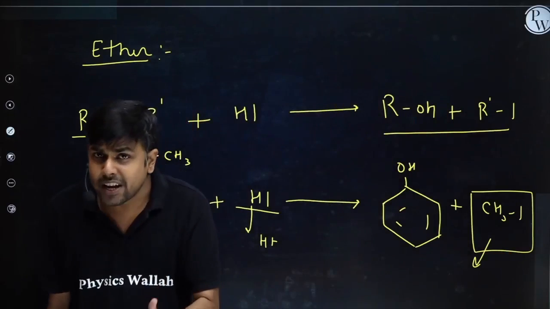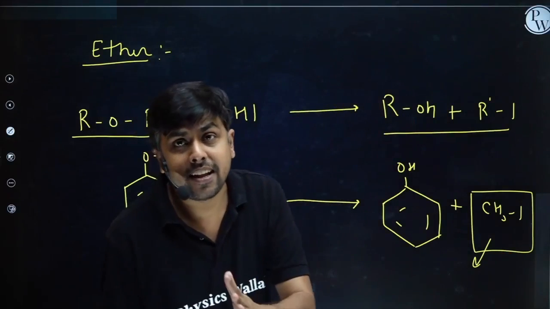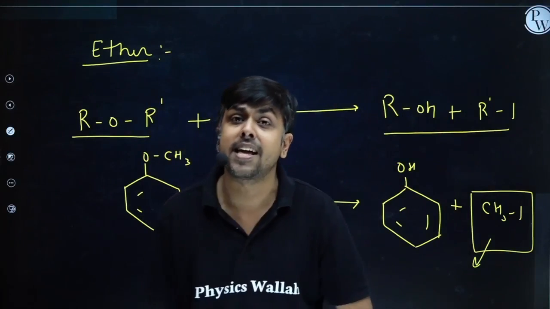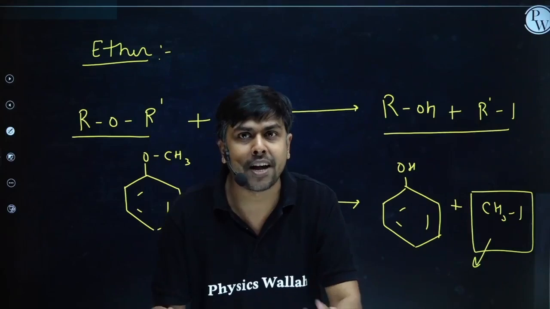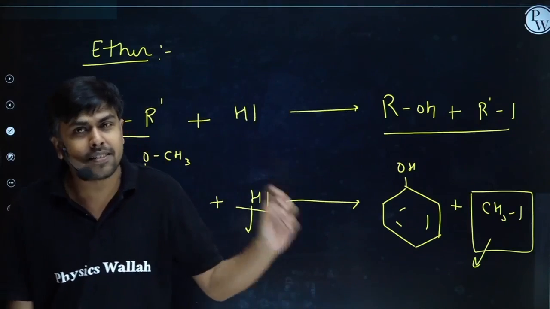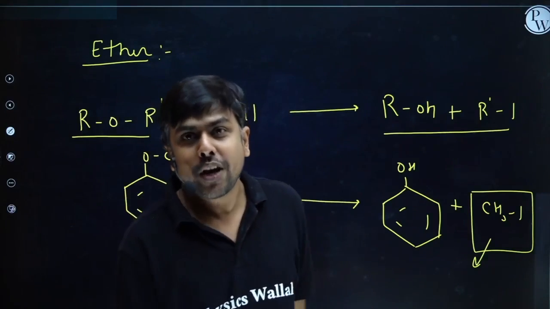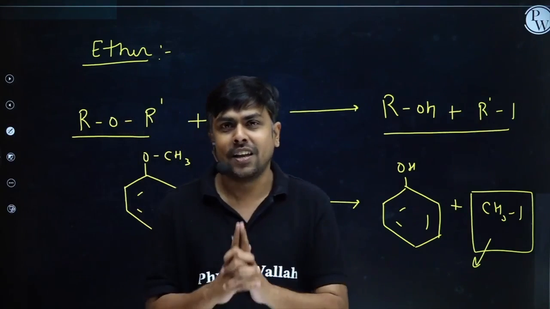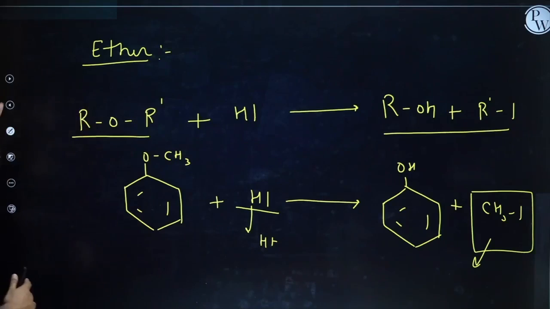Student, we can even synthesize alkyl halides if we treat ether with chlorinating reagent like PCl3 or PCl5. If I treat ether with PCl3, in that case also we are going to get alkyl halides. Am I clear, student? Now let's move to the next method.